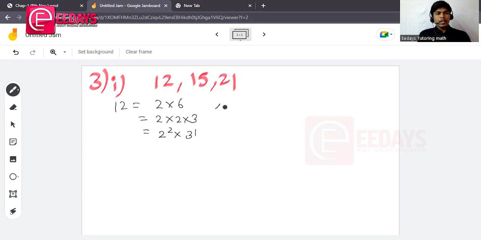Okay, similarly for 15, you can write 3 into 5, that's it. So we just write 3 power 1 into 5 power 1. For 21, you can write 3 sevens are 21, that's it. 3 and 7 are both prime numbers. So you can write 3 into 7.